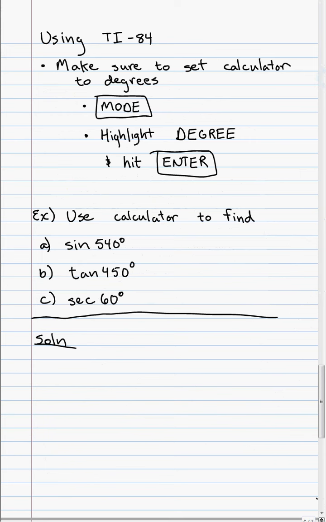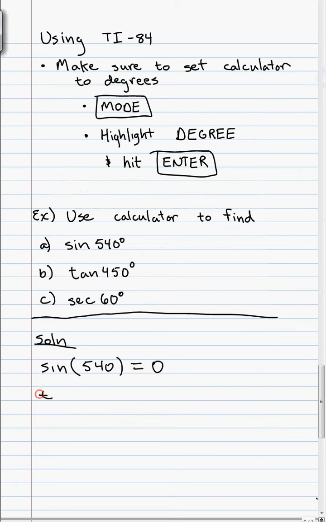Then clear. To type these in, you're just going to hit the sine key, which is 4 rows down in the second column. So you're going to hit sine. Sine will automatically open up a parenthesis, and you can just type in 540, and close the parenthesis off. And you should get 0.